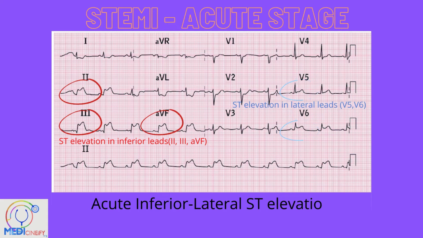Okay, STEMI, acute stage. Now you can see the ST elevation here. The red circle shows ST elevation in inferior leads, 2, 3, AVF. And the blue circles show ST elevations in lateral leads, V5 and V6. We call this acute inferior lateral ST elevation.